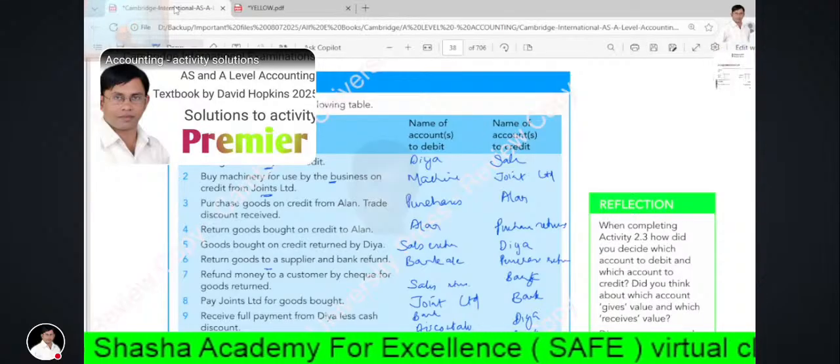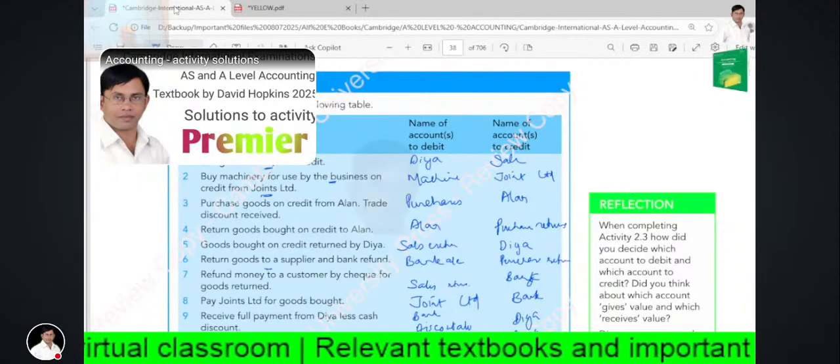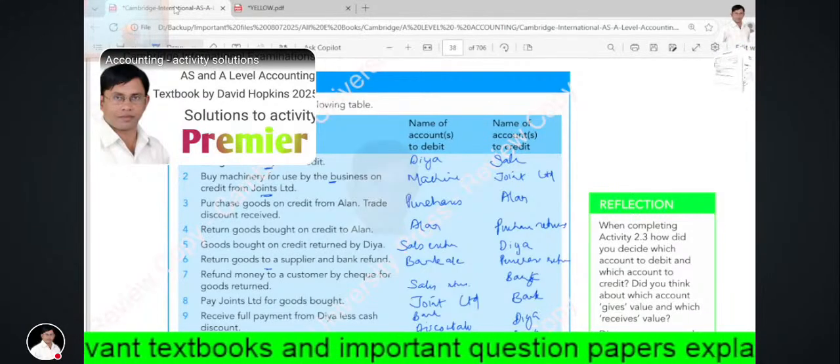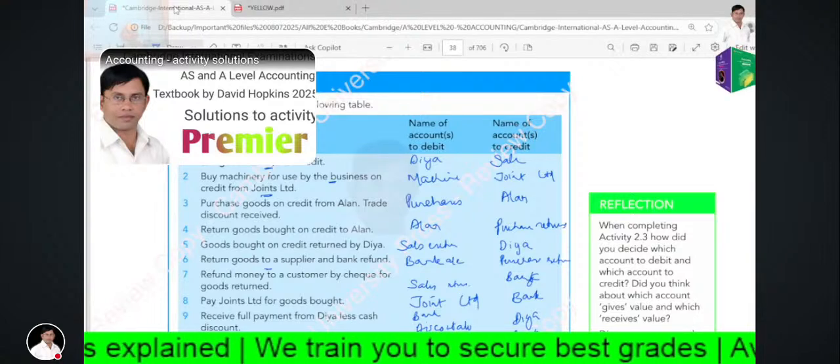So what you can do normally. This is activity 2.3, David Hopkins, the latest book. So, okay.